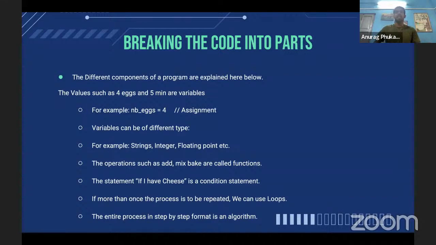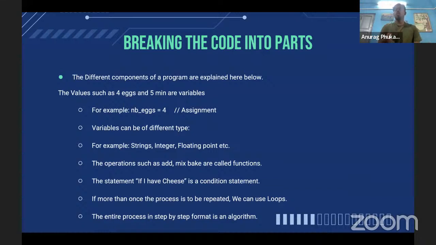Now let us break down this process into parts. We will explain the different components of our programs. For example, we have eggs. The number of eggs equals 4. That is a variable, right? The number of eggs can be 5 or 6 or 7. It may be different. You need to make an omelette using 4 eggs.